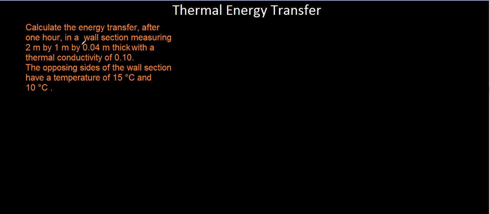We're given a question where we're asked to calculate the energy transfer after 1 hour in a wall section measuring 2 meters by 1 meter by 0.04 meters thick with a thermal conductivity of 0.1. And then it says the opposing sides of the wall section have a temperature of 15 degrees Celsius and 10 degrees Celsius. So it's a pretty straightforward question. It's just asking for the energy transfer, which is just Q.